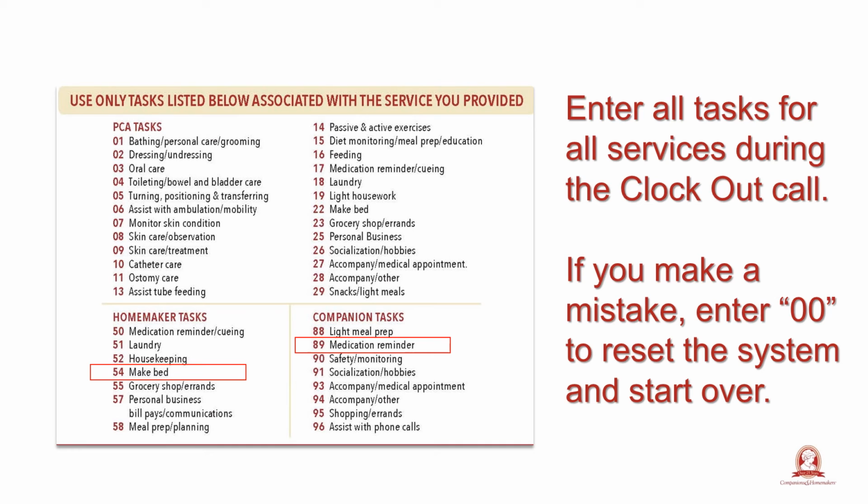The Timekeeping Instructions Magnet and your Pocket Information Guide both have a list of task numbers for each service. Enter your tasks for each service one at a time using the 2-digit task ID numbers from the list and the process described earlier in this video. Don't forget that if you make a mistake, you can enter 2 zeros to reset the system and then re-enter your task ID numbers correctly.